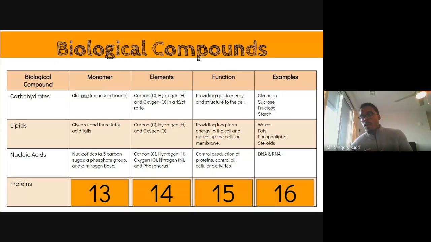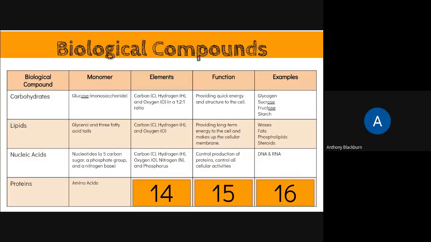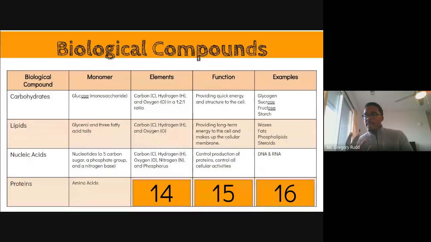Lastly, we've got only 4 more. So proteins. What's the monomer of a protein? Should be quick. Excellent, Fanique. Thank you. Amino acids. What are the elements in proteins? We've got those same 3, carbon, hydrogen, and oxygen. And then there's one more. Glucose. Sugar. Glucose is not an element.